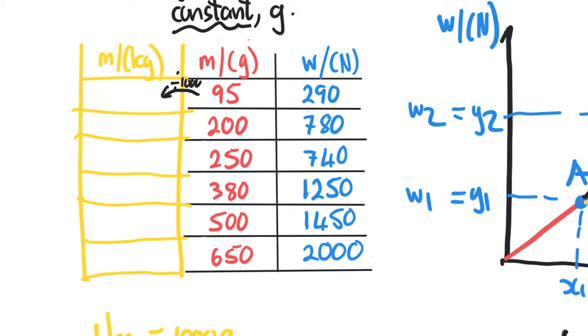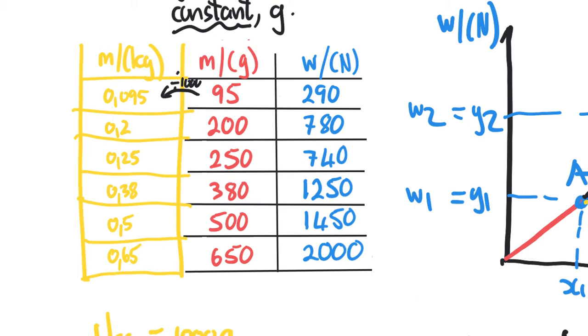So now our mass values are going to be as follows. 95 divided by 1,000 is going to be 0.095. 200 divided by 1,000 is going to be 0.2. 250 divided by 1,000 is going to be 0.25. 380 divided by 1,000 is 0.38. 500 divided by 1,000 is 0.5. And 650 divided by 1,000 is 0.65.